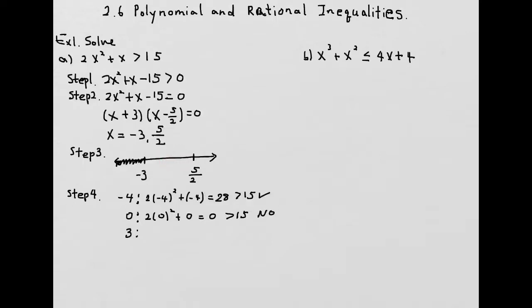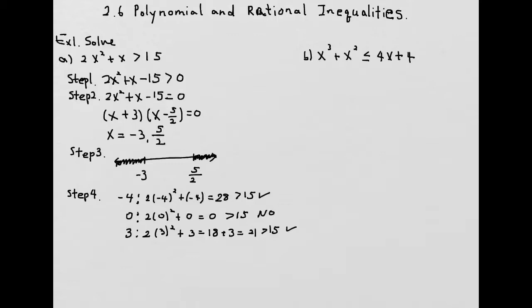Let's see about the third area, trying 3. 3 gives 2 times 3 squared plus 3. You get 18 plus 3, which is 21. And yes, 21 is larger than 15. So we know that for this area, any number you try will work out. So we found the areas that we want to color, or include in the solutions.